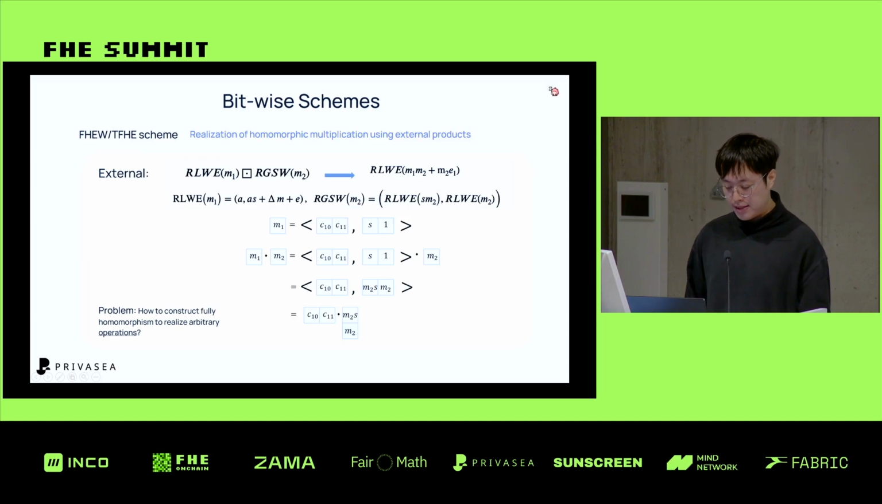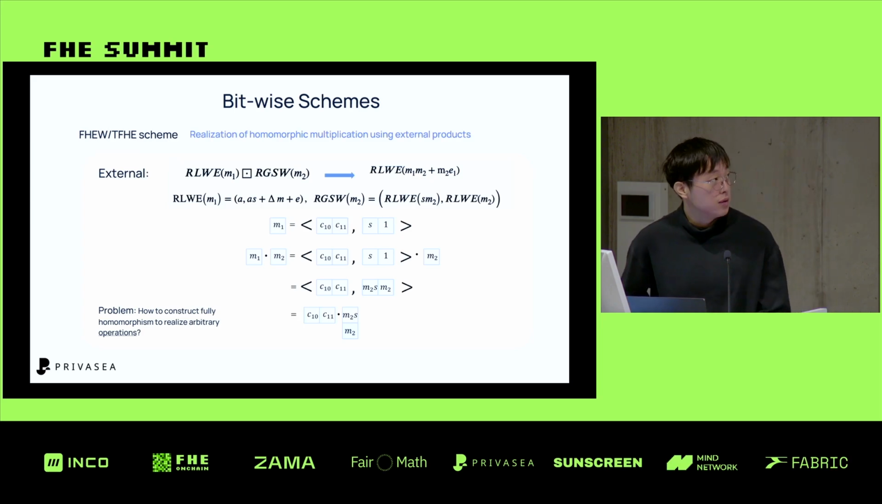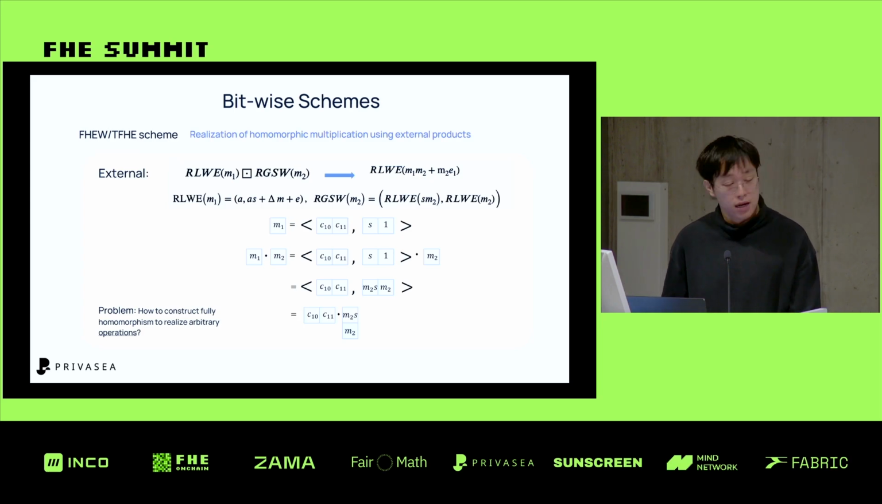The bitwise scheme is very different. I think it's very interesting because they do not use the traditional multiplication. They use the so-called external product. You can see if we want to calculate M1 multiplied by M2, then you can see this formula. They use M2S and M2.